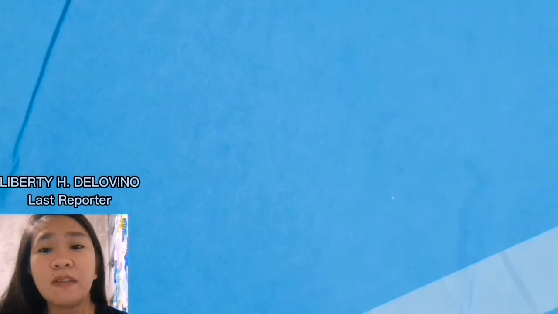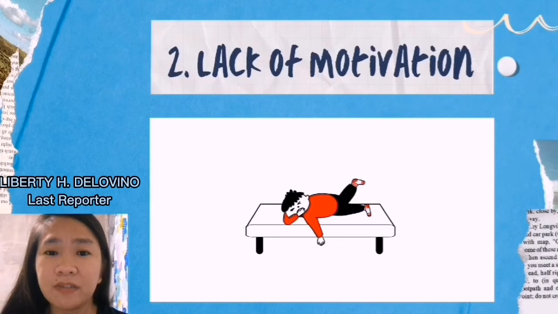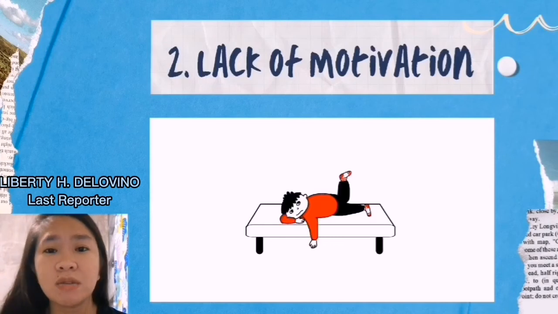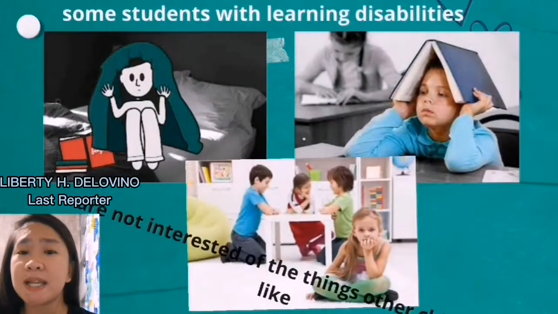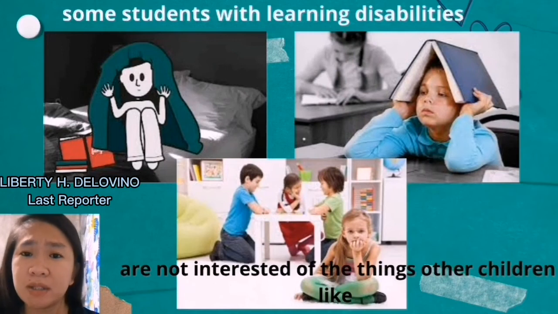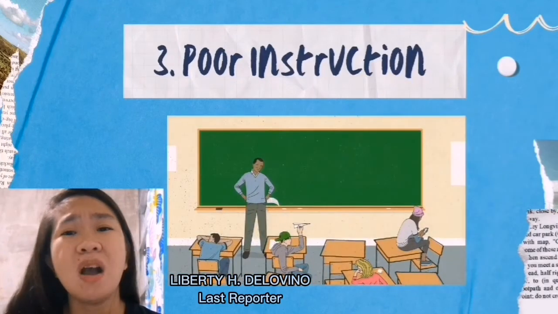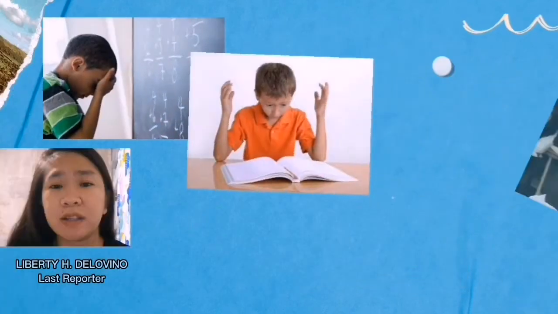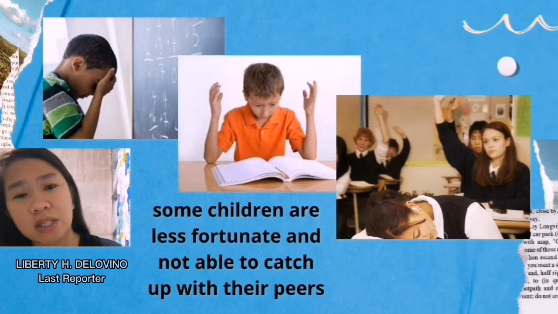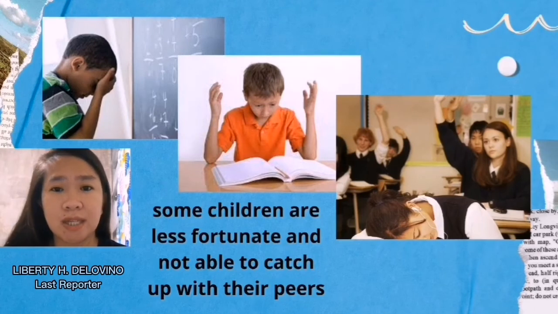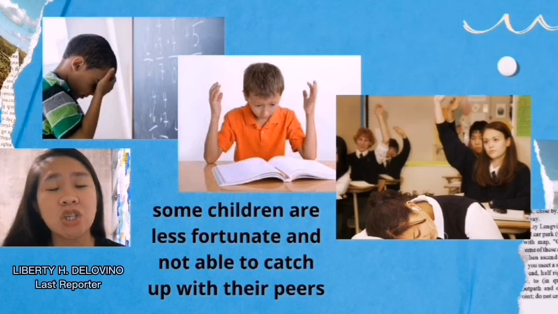Number two is lack of motivation. It is difficult to identify reinforcing activities for some students with learning disabilities. It is possible that they may simply not be interested in any of the things other children like. And number three is poor instruction. Although children are able to learn in spite of poor teaching and inadequate strategies, other children are less fortunate. Some of them have experienced poor instruction in the early grades and are not able to catch up with their peers.